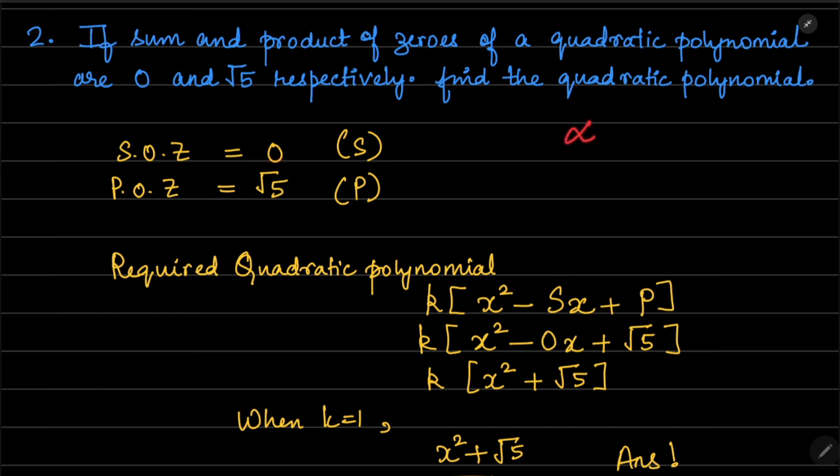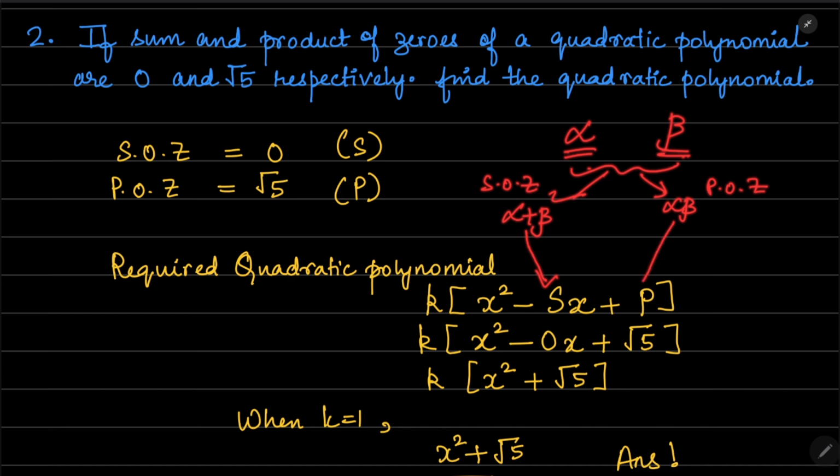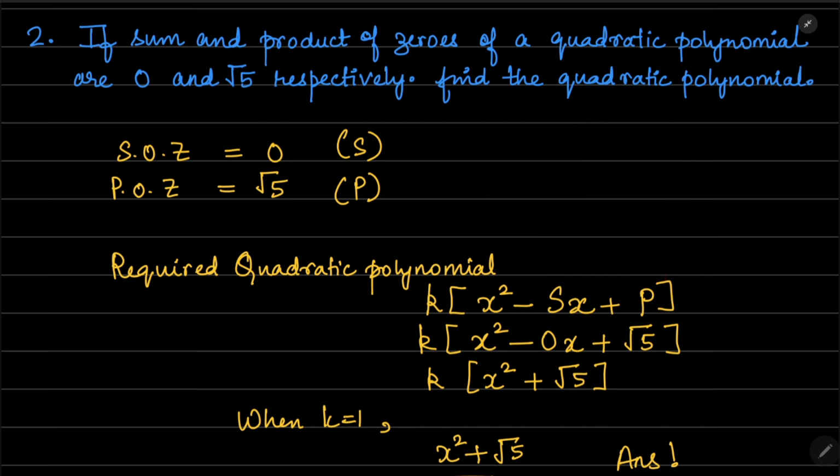If you had been given alpha and beta, that means if the zeros were given, then what would you do? From the given zeros, you will add them up, and this will be your sum of the zeros. You will multiply them and this will be your product of the zeros, and then substitute the sum and the product in the formula. So either if zeros are given, you should be able to write the quadratic polynomial, or if the sum and product of the zeros are given, you can directly substitute.